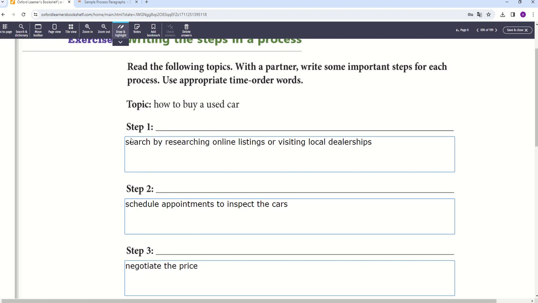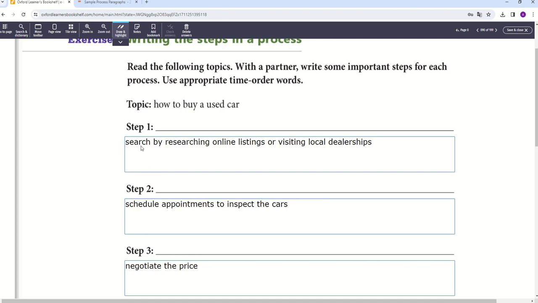The first one is search. Of course, we need to do research on the shop or the one that sells the second-hand car, in order to get a reasonable price and also a good condition in terms of the car. So here is my answer. I share the answer with you.